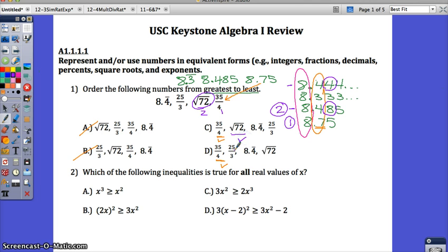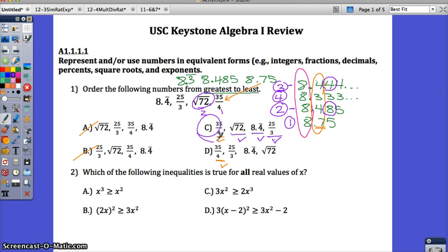So the square root of 72, this is checking off. Let's make sure the others are in order. Then after that, it's going to go back to the one that was tied. Since this was second at 8.48, the next lowest is 8.44, leaving 8.3 to come behind as the smallest number in the group. So it's going to be the 8.4 repeating and the 8.3, which came from 25 thirds, as the smallest. Your answer for the first one is C.